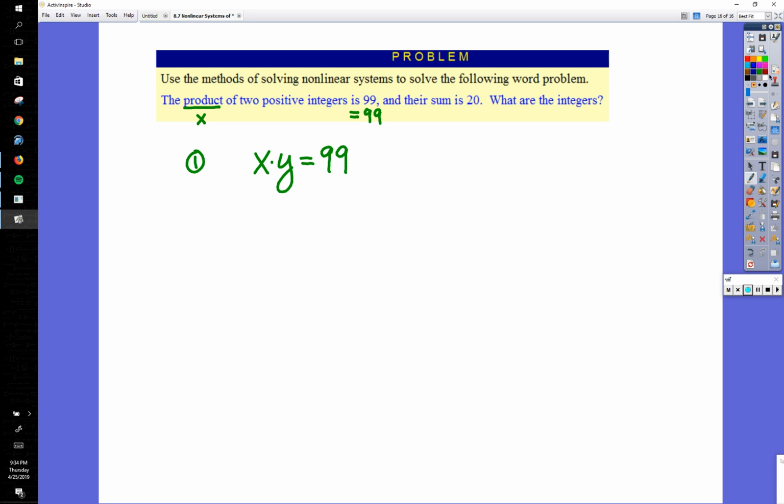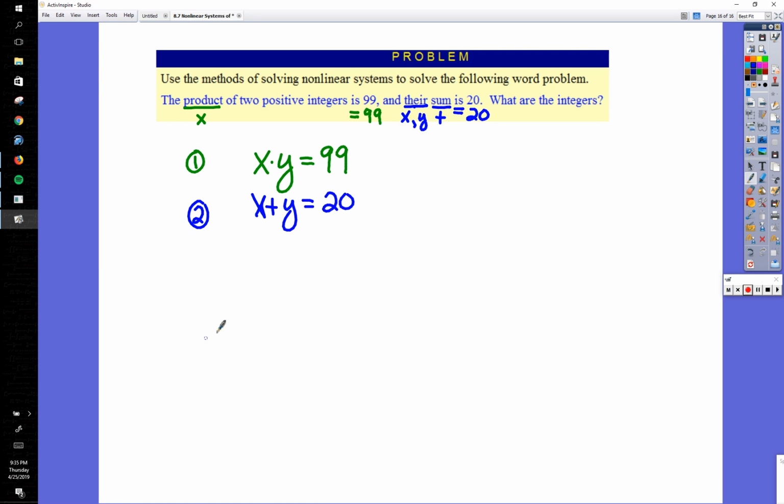I definitely have 2 variables, so I need 2 equations. So I say, well, let's write equation 2. Let's see where we can get that. Then it says, and their sum. Okay, so that's x and y. Sum means addition, so we're adding x and y. It equals 20. So what I have here is I'm using x and y, but adding them now, and that sum should equal 20.